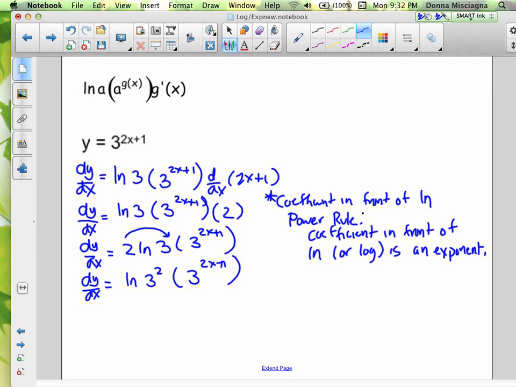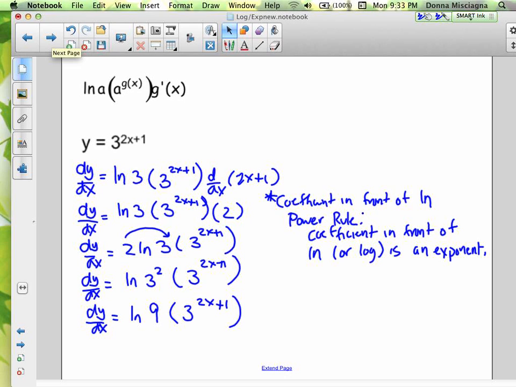Now, how will your answer be if it's multiple choice? Maybe they'll just leave the 2 in front. Maybe they'll move it back up. This way, you'll be able to recognize when they move it back up. So natural log of 9 times 3 to the 2x plus 1 power, and we just used a property of logarithms here. That's our final answer. It looks a little simpler than 2 times natural log of 3, just having natural log of 9, but both technically would be correct.